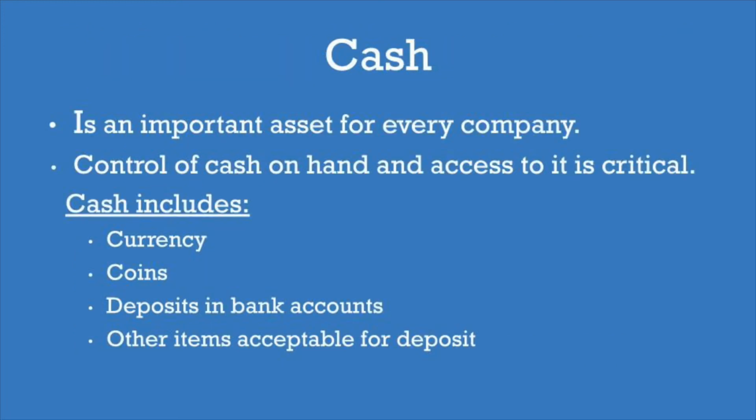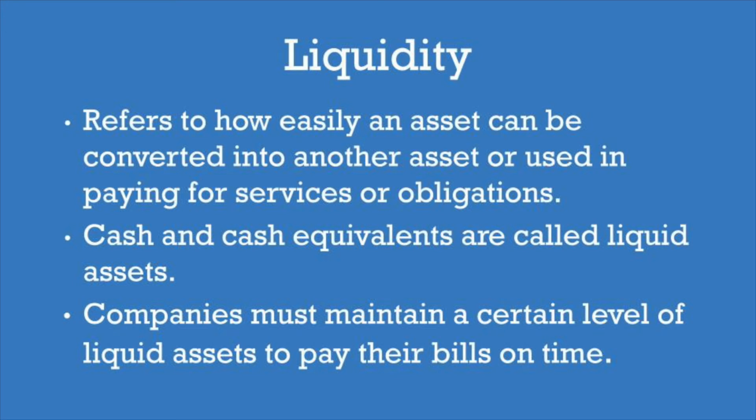Cash is one of the biggest challenges with regards to internal control because, as I say, it's so easily moved. It has no particular ownership to it, and he who has it can spend it. So it's a very important asset for the company that we need good control of, and we need some sort of a process that ensures that the cash is carefully monitored. So cash includes things like currency, coins, deposit and bank accounts, and other items that are acceptable for deposit and acceptable for transfer. It focuses on the issue of liquidity.